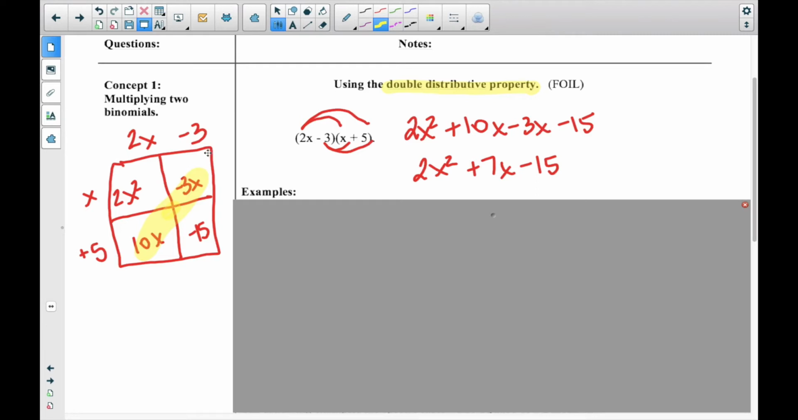It's just a little bit elementary. By the time we get to Algebra 2, we kind of want to move on from the box method to something a little bit more efficient. And so the FOIL method is a little bit more efficient. FOIL stands for first, outer, inner, last.